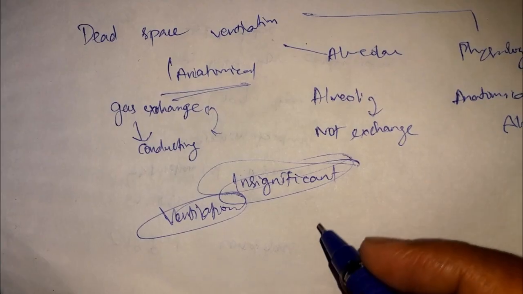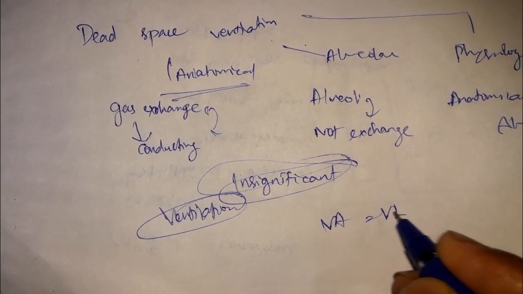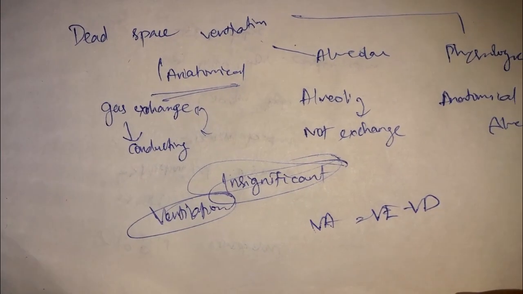That is VA equals VE minus VD. So these are all the things that happen.